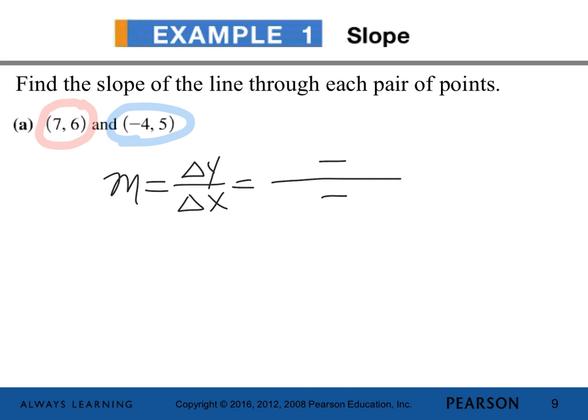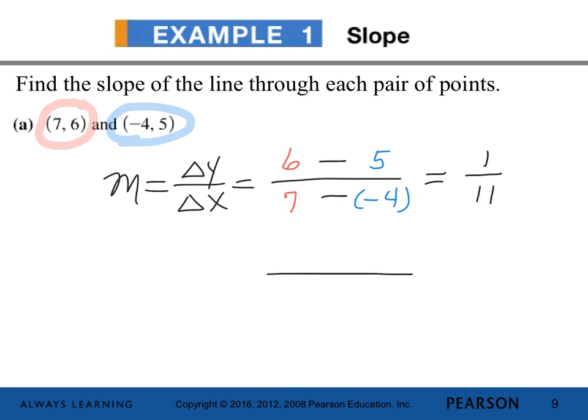And so we can do it by saying that the first point is (7, 6). 7 goes on the bottom, 6 goes on top. The second point is (-4, 5). -4 goes in the bottom. 5 goes in the top. And we find that the slope is 6 minus 5 is 1. 7 minus -4 is 7 plus 4, or 11, and the slope is 1 over 11.